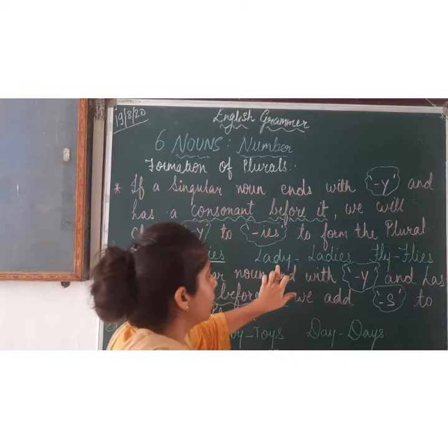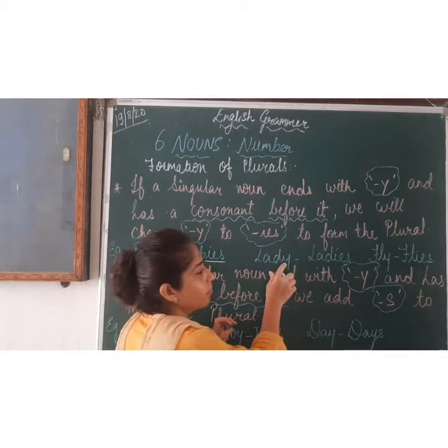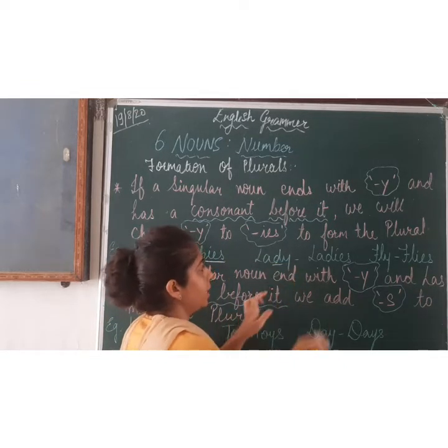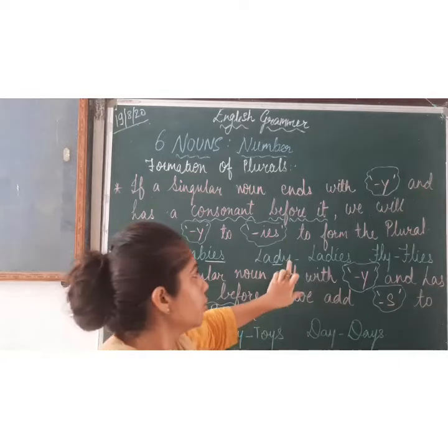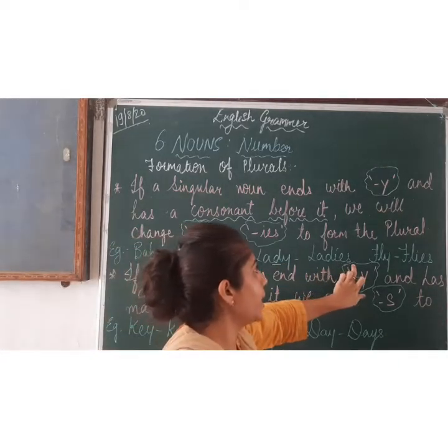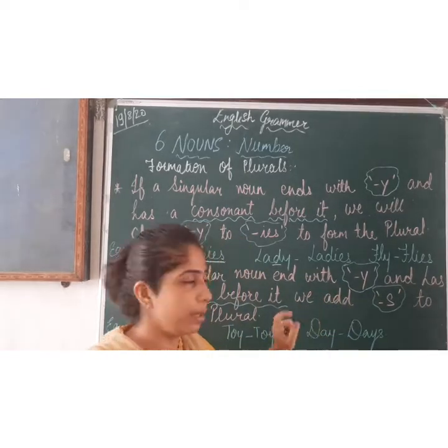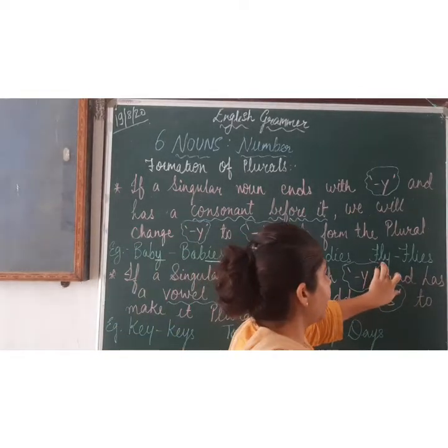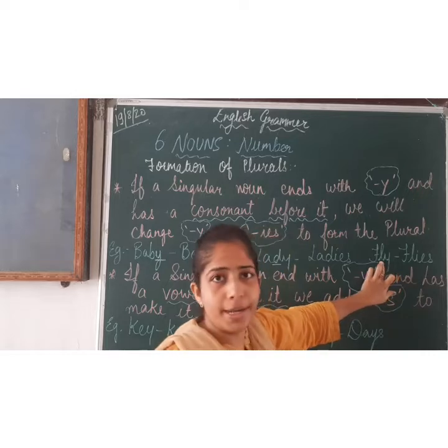In lady, the word before y is d. It is a consonant, so we will remove this y and we will add ies to make this word plural. Now here fly, the word before y is l.